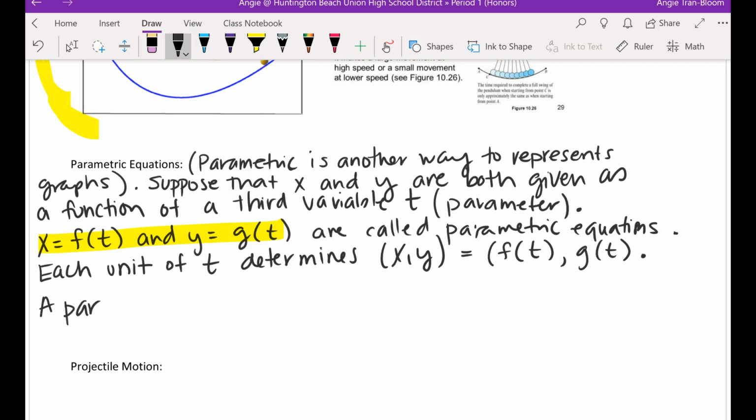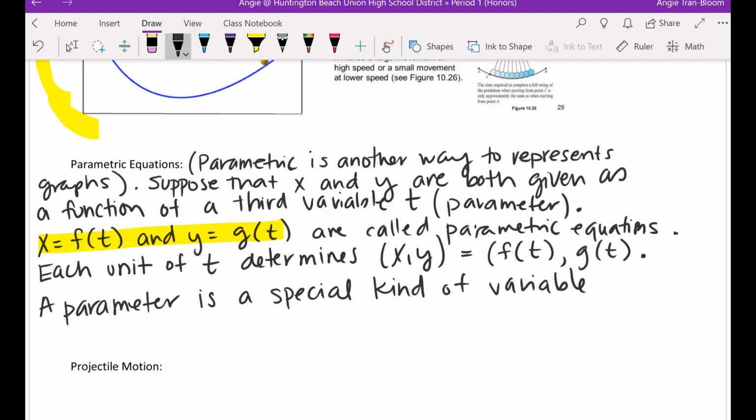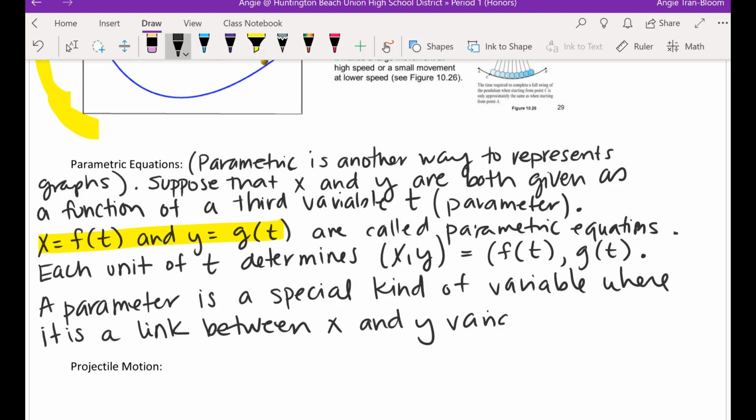Now, in short, a parameter. We talk about t being the parameter. A parameter is a special kind of variable where it is a link between x and y variables. So that's what a parameter is. It's a link to connect x and y.